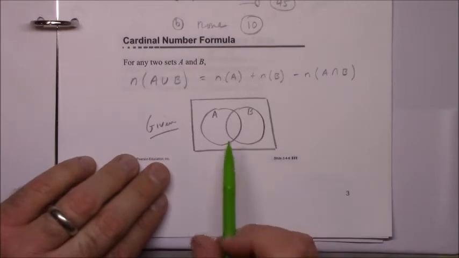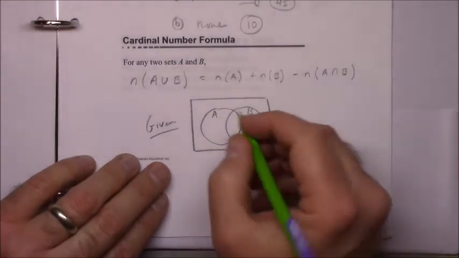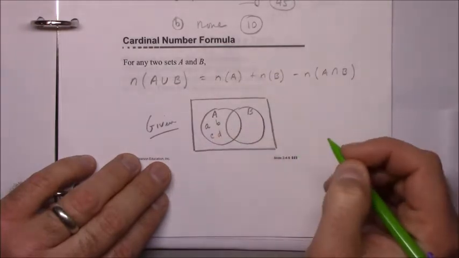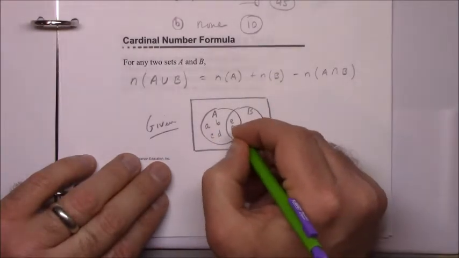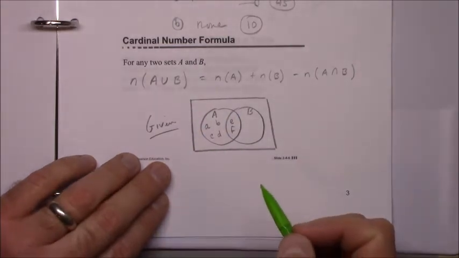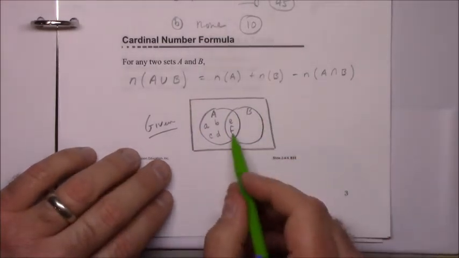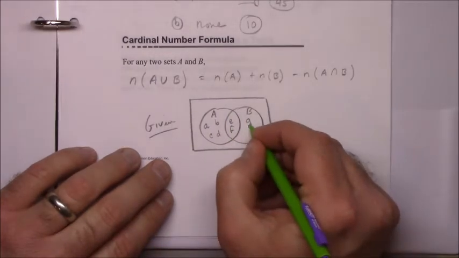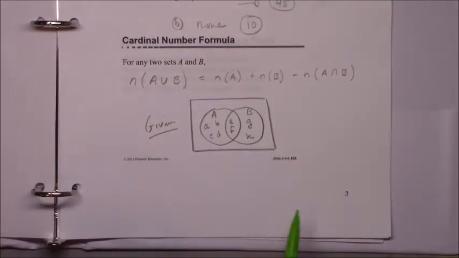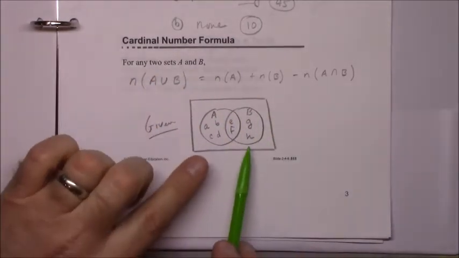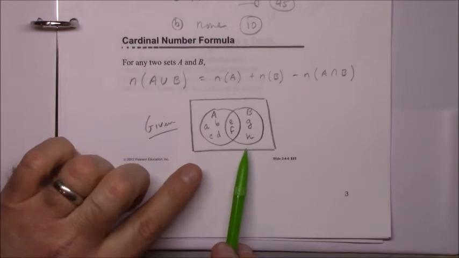Let's suppose that in set A, we have the letters A, B, C, D, and then E and F. So those are all contained in set A. In set B, E and F are also contained, and I also have elements G and H. So let's see if this formula makes sense now that we can illustrate it with a Venn diagram.